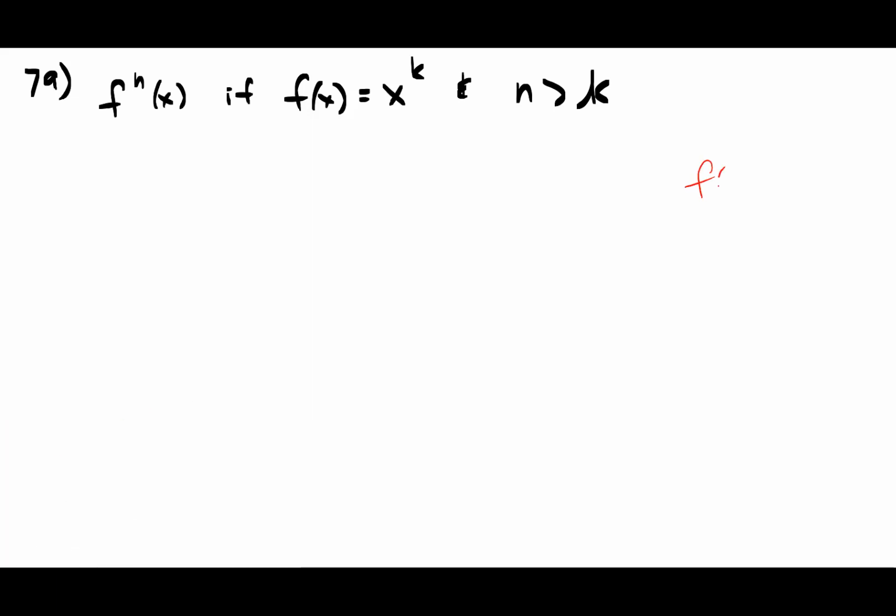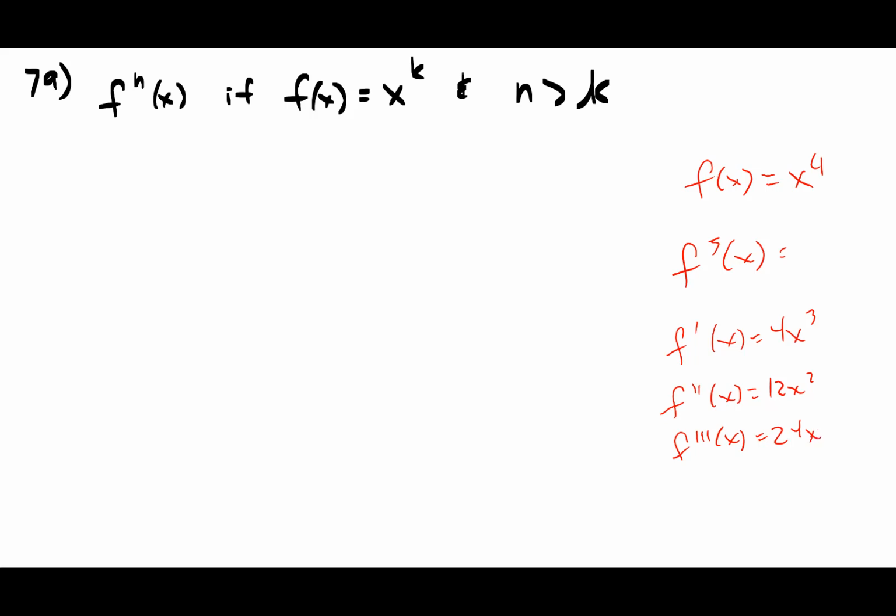So let's say we have x to the 4th, but what we want is 5 derivatives. So first derivative is going to be 4x cubed. Second derivative is going to be 12x squared. Third derivative is going to be 24x to the 1. The fourth derivative is going to be 24, and here's the fun stuff. The fifth derivative is going to be, what's the derivative of 24? It's a constant term. It's 0.